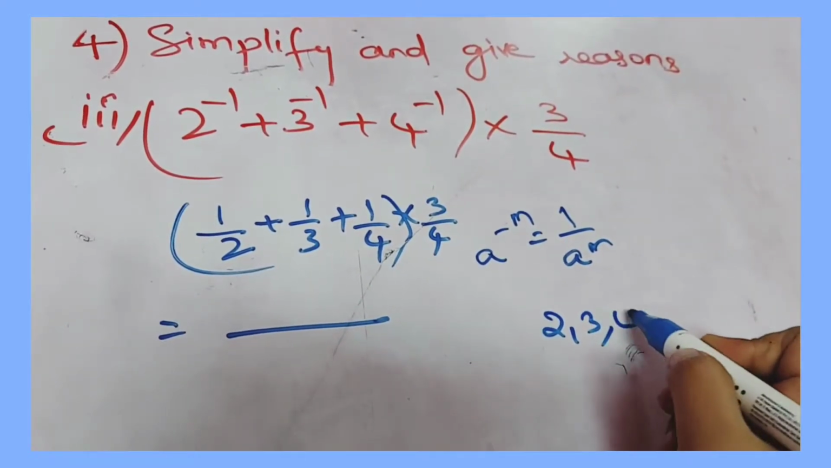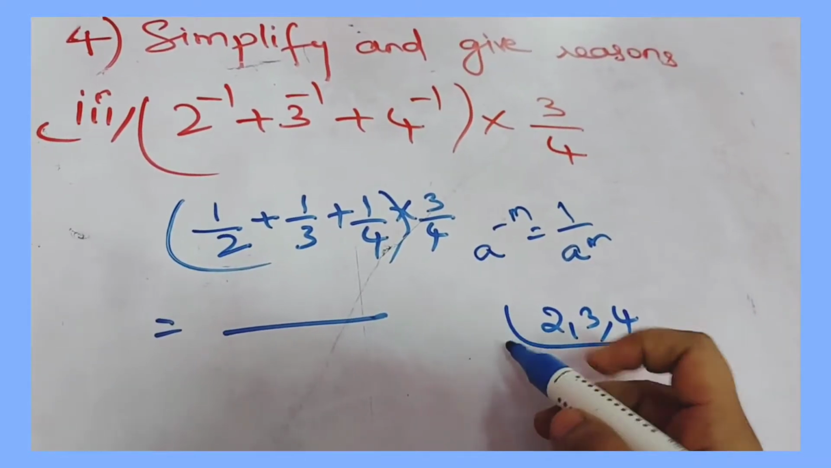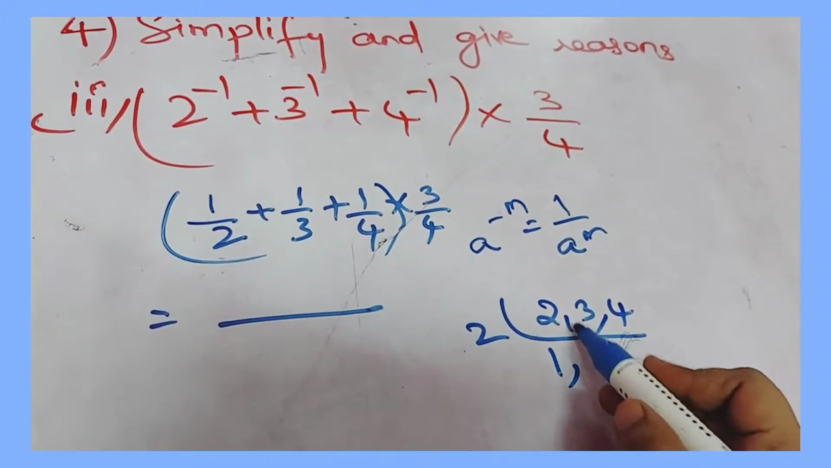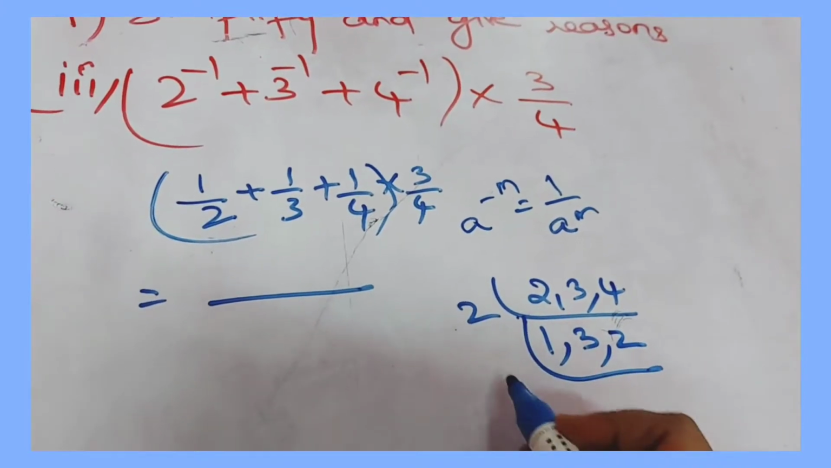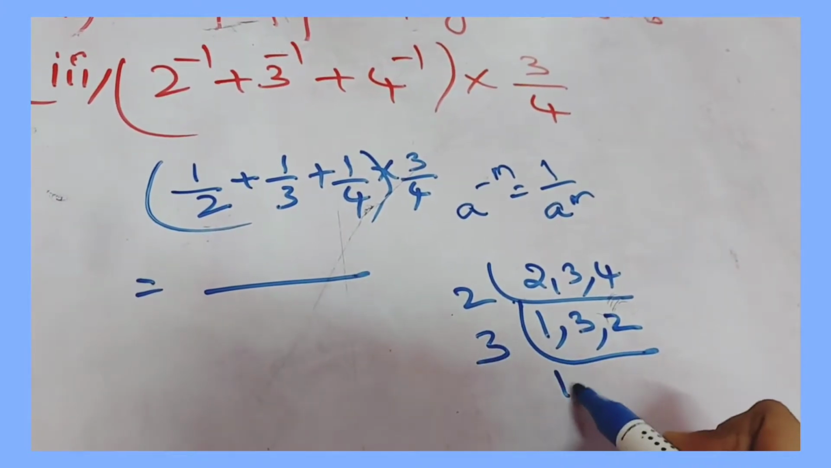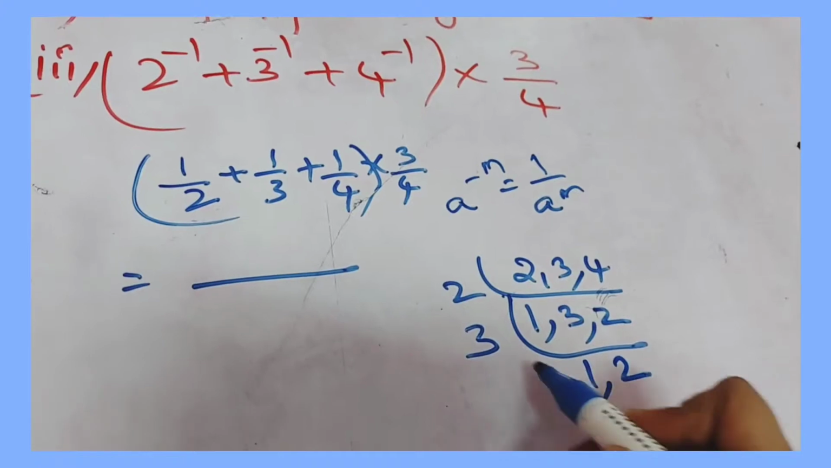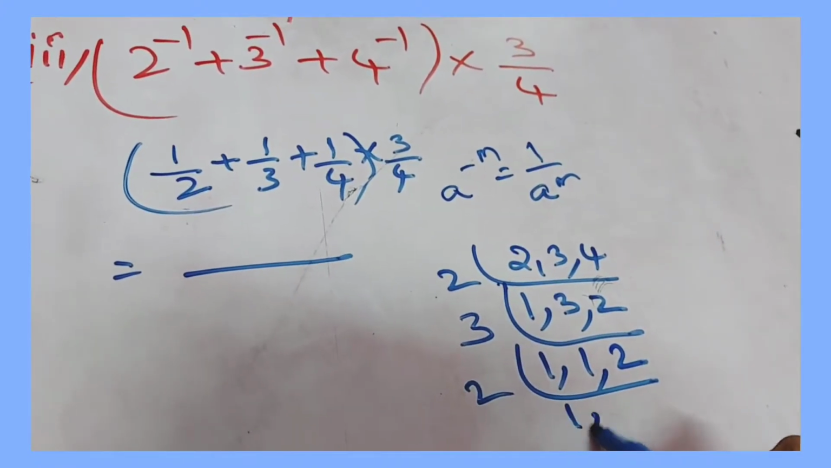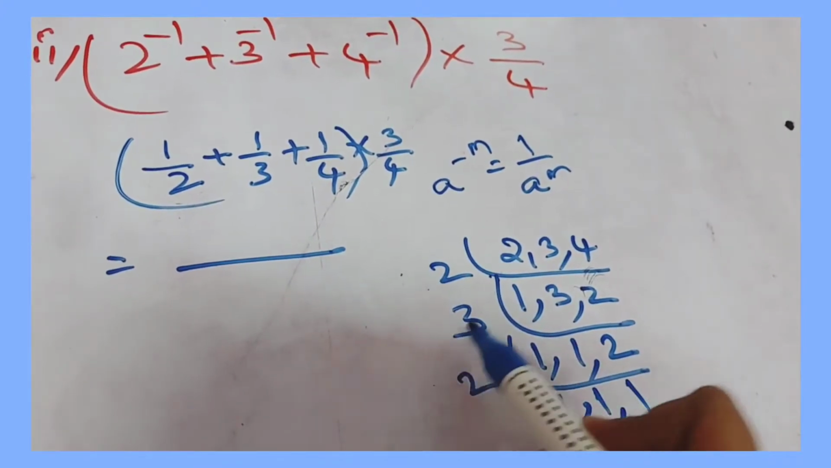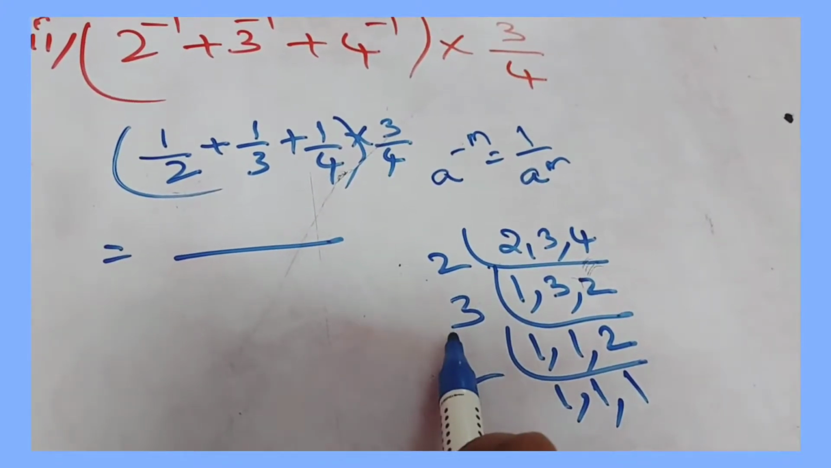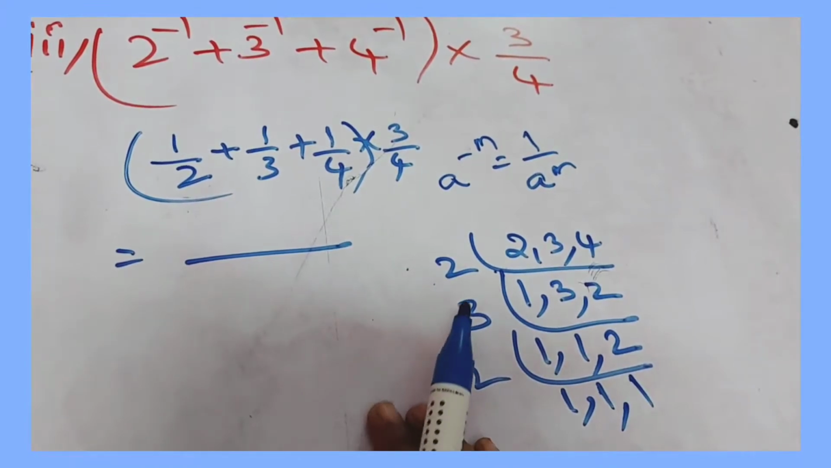2, 3, 4. So what is LCM here? 2 1s are 2. 3 you have to keep like this only. 2 2s are 4. Then you take 3. 3 1s are 3. Then 2. Then you take this one here, and 2 1s are 2. It is 2 into 3 into 2. 2 3s are 6, 6 2s are 12. So LCM is here 12.